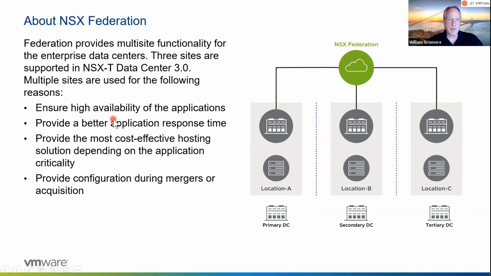So it ensures high availability of the applications by having consistent networking and security, better application response time, especially in failover scenarios, a very cost-effective hosting solution. And what we mean by that is this could be your on-prem data center. This could be VMware Cloud on AWS. This could be IBM Cloud. And we can have a consistent networking and security across all of these.